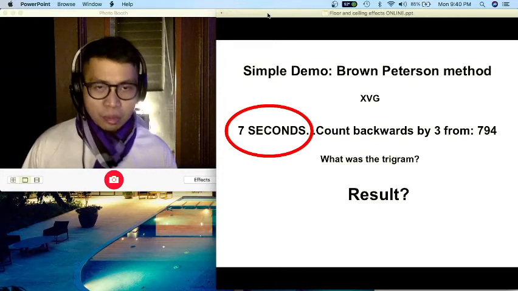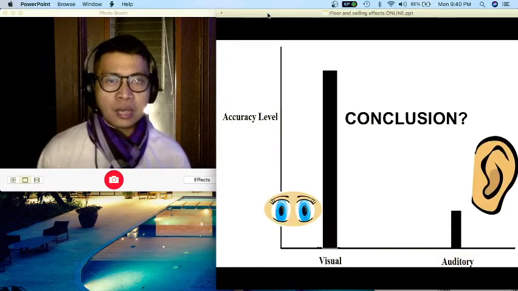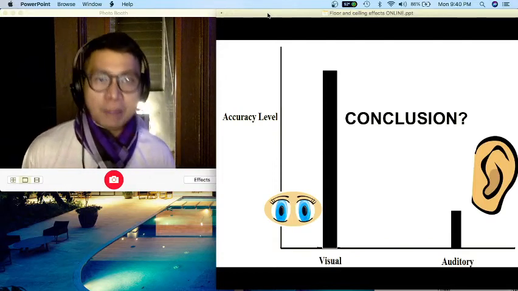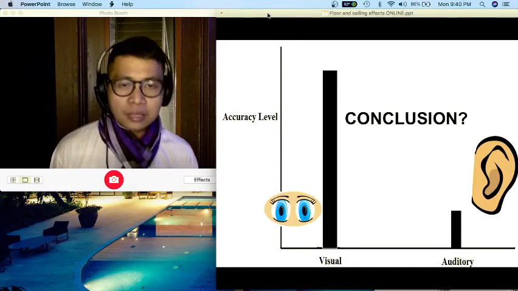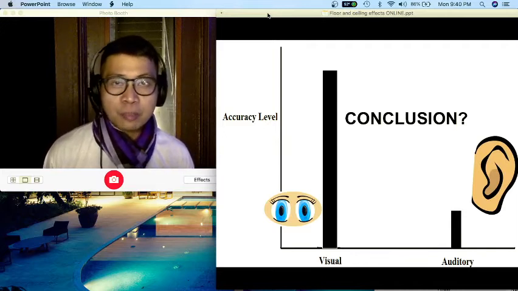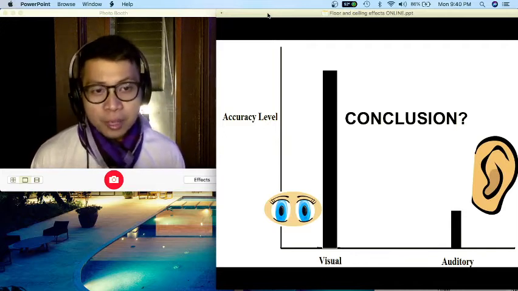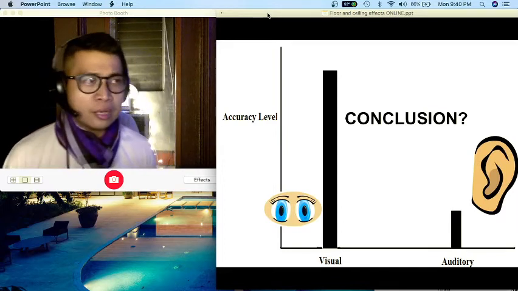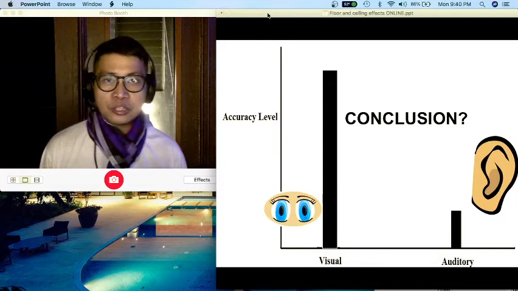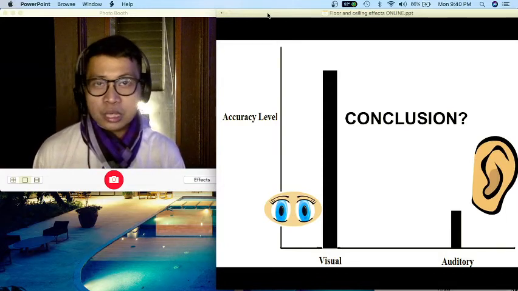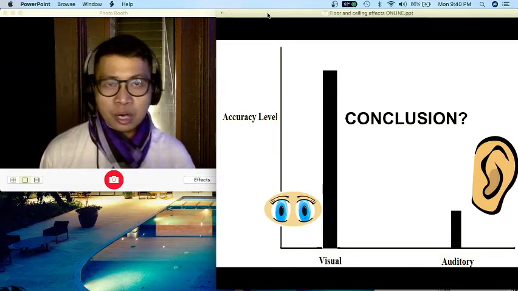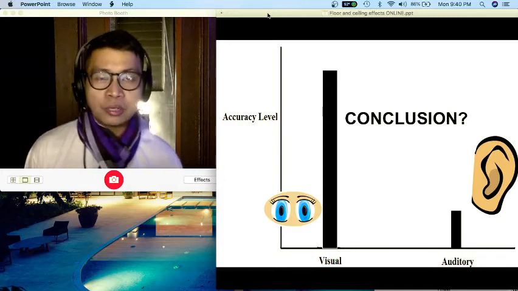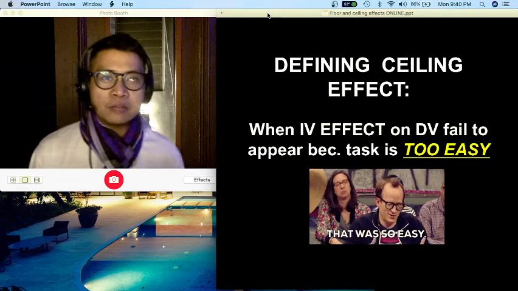And when Scarborough did this adjustment, guess what happened? Lumabas na ngayon yung effect ng IV doon sa dependent variable. It seems like that visual information is remembered better compared to auditory information. So meron naman talagang epekto yung modality sa memory, hindi lang lumabas the first time kasi merong ceiling effect. But right after Scarborough dealt with the ceiling effect, ano nangyari? Lumabas na yung epekto ng IV sa ating dependent variable.